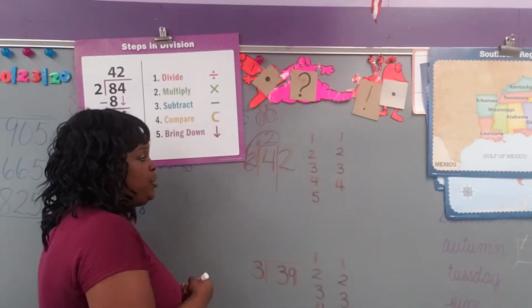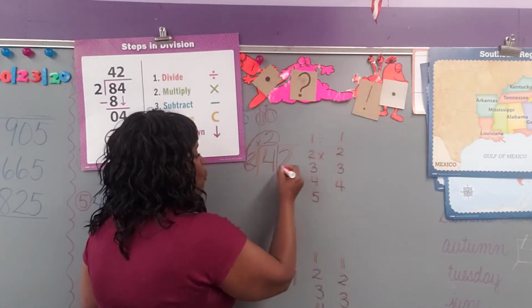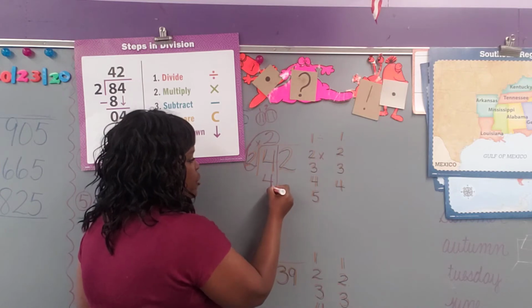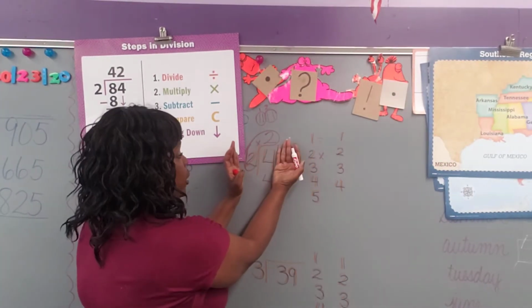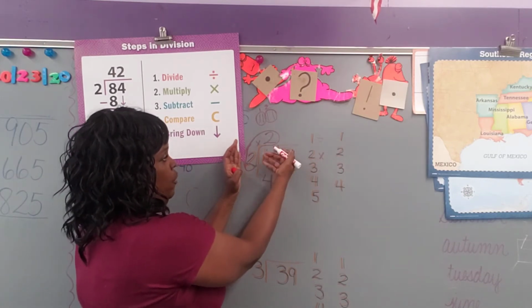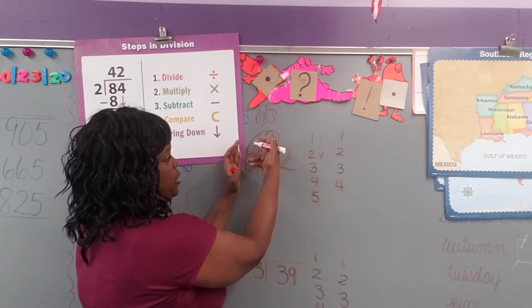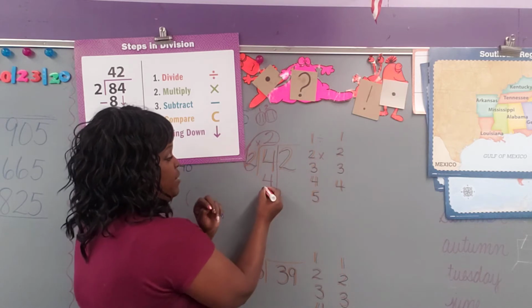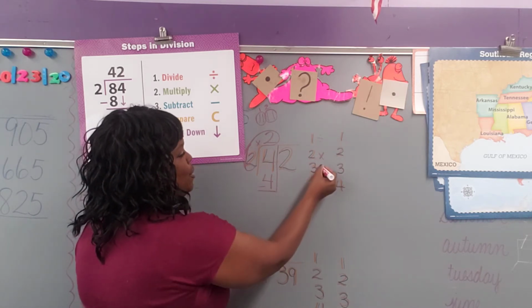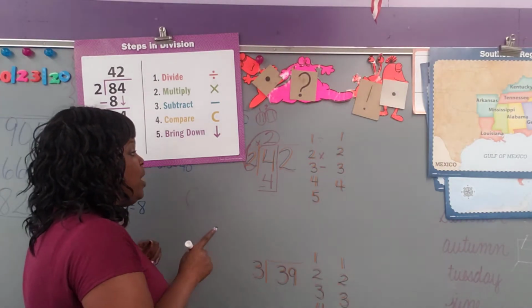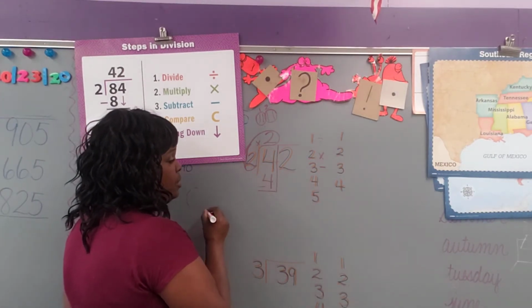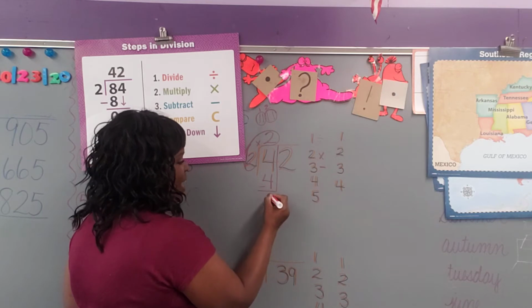What is 2 times 2? It is 4, so we write our 4 underneath the 4 that's there because this is the only number we're using. So 4 divided by 2 is 2, 2 times 2 is 4, and we write the 4 underneath so that we can subtract. Very good, Tyler. So we subtract 4 minus 4, which equals 0, yes.